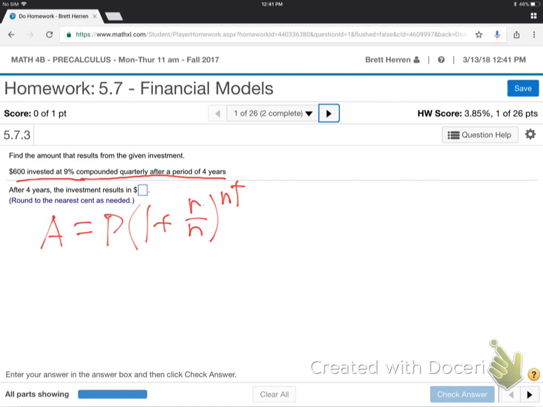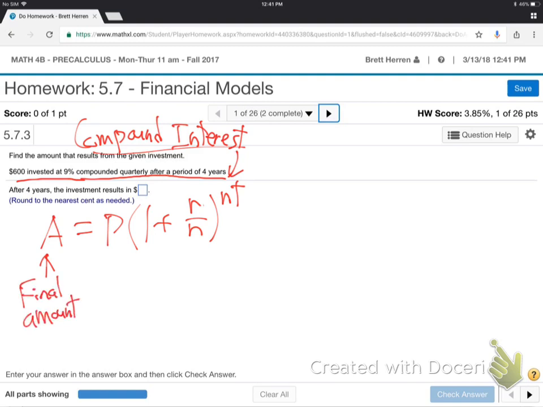Have you seen that before? It's a compound interest formula. So compound interest. And let me tell you what the different parts are. A is the final amount. P is the principal.